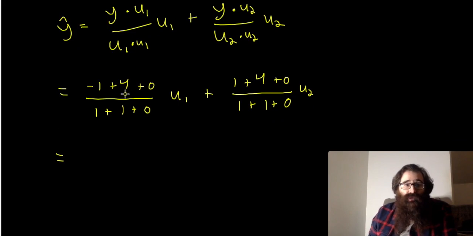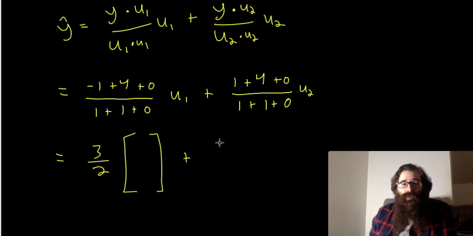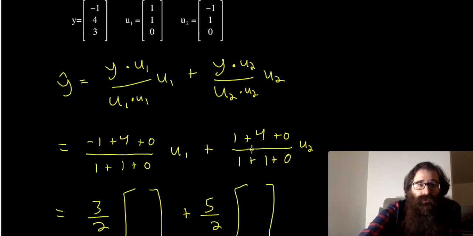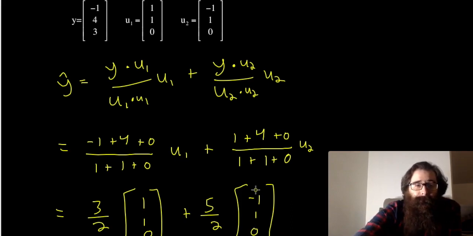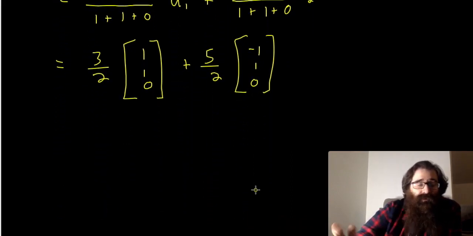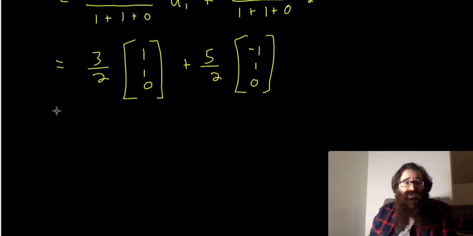So for this first coefficient, 4 plus -1 gives me 3 over 2 times vector u sub 1, and I'm going to introduce vector u sub 1 into the game. And then here, 4 plus 1 gives me 5 over 1 plus 1 gives me 2 times vector u sub 2. So let's fill those vectors in now that we're ready for them. U sub 1 was the vector 1, 1, 0. U sub 2 was the vector -1, 1, 0. We should have the rest of the arithmetic to go through to find this projection.